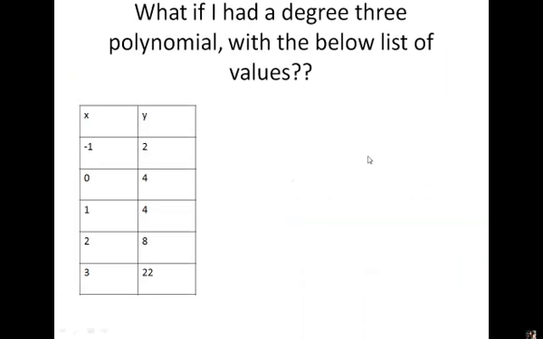Tomorrow in class, we will be working with a problem like this, but I wanted you to get rolling with the idea of, what if I had a degree 3 polynomial with this list of values? Could you find the line of regression, or the regression that is going to go through these points? Okay, so there's the list. I want you to come up with the degree 3 polynomial that will best fit these points.